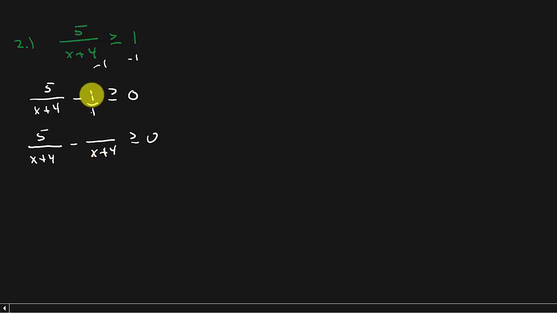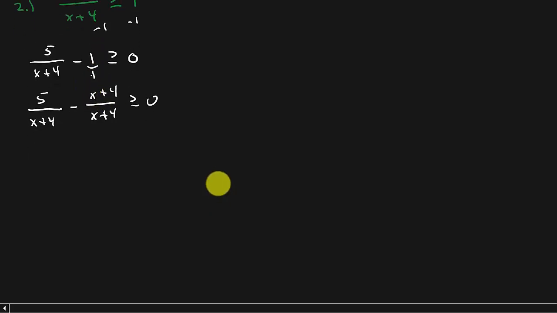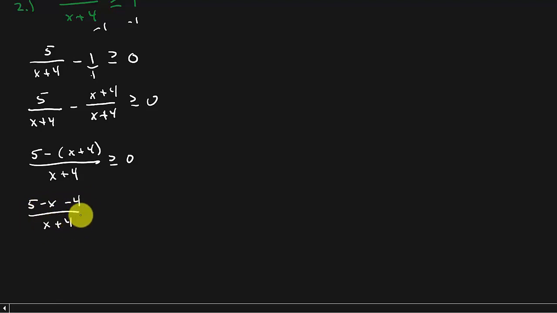So x plus 4 times this 1 is x plus 4. And so now I get 5 minus x plus 4. Make sure you put that in parentheses because it's minus. And that's going to be over x plus 4 is greater than or equal to 0. So 5 minus x minus 4 over x plus 4 is greater than or equal to 0. So that's going to give me 1 minus x over x plus 4 is greater than or equal to 0. All right.